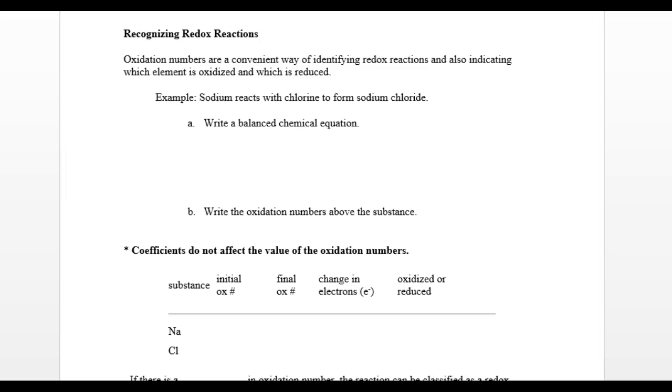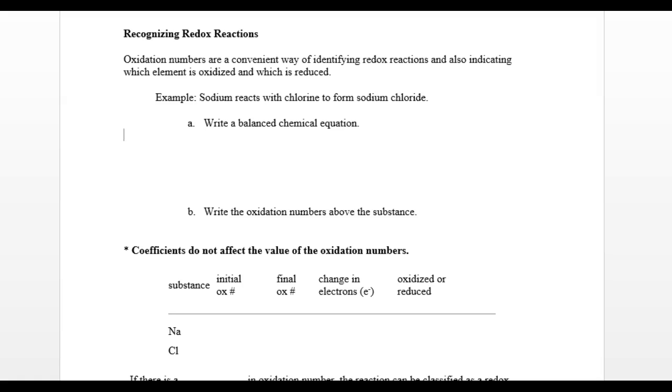In this video, we will be applying oxidation numbers to a balanced chemical reaction in order to A, identify when we have a redox reaction, and B, to find out what's happening to the electrons. We are on page 7 of your notes booklet. So remember that oxidation numbers are a way of keeping track of gain and loss of electrons.